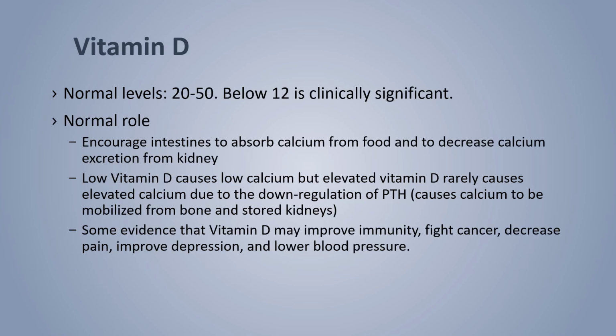Now, we have to have vitamin D in order to absorb calcium, so that goes along with what I was just saying. Normal levels are going to be 20 to 50, depending on how they're reported on the lab sheet, but usually between 20 and 50. Below 12 is considered clinically significant, and this is why. You guys can read all that. I don't think there's anything more I really need to add to that one.